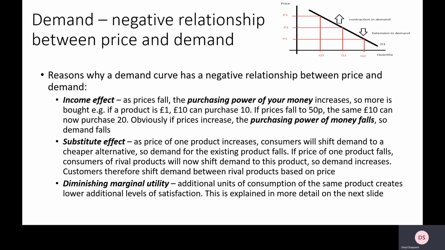Now, clearly, if you were to lower the price of Coca-Cola, people would stop buying as much Pepsi, and that would lead to an extension in the demand for Coca-Cola. Okay, so the income effect and the substitute effect are two key reasons why we have this negative relationship between price and demand. In other words, price goes down, demand goes up. If price goes up, demand will go down.